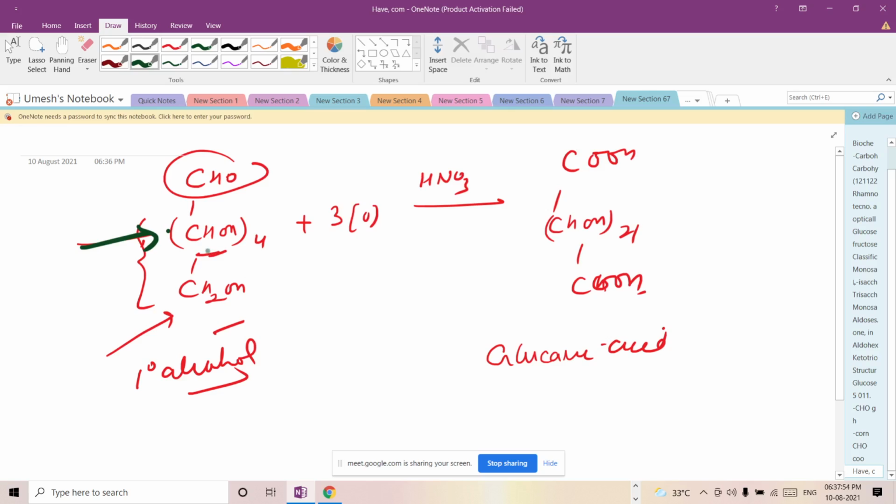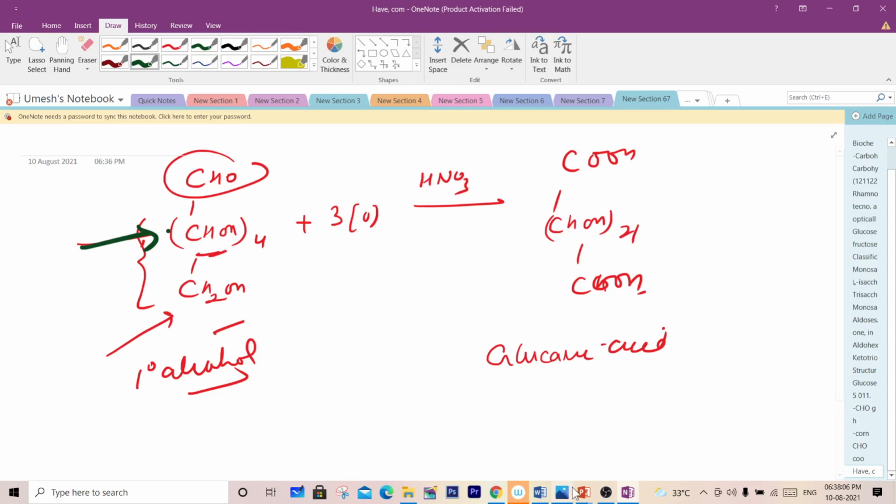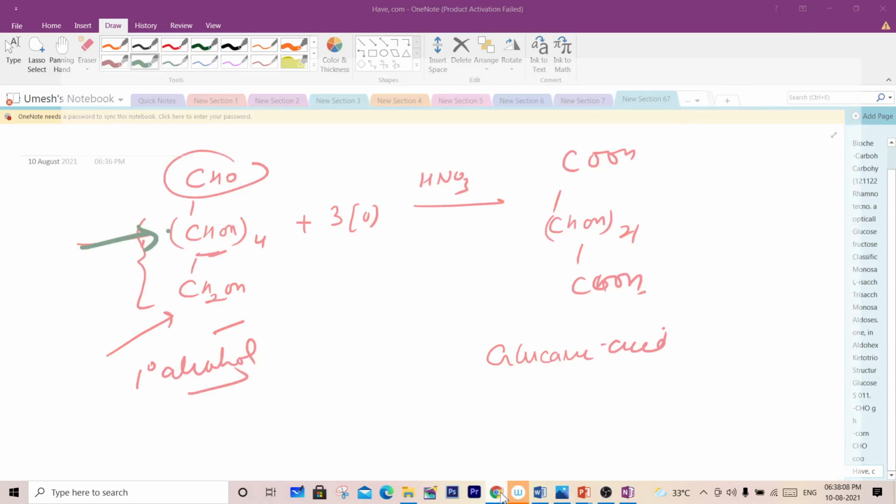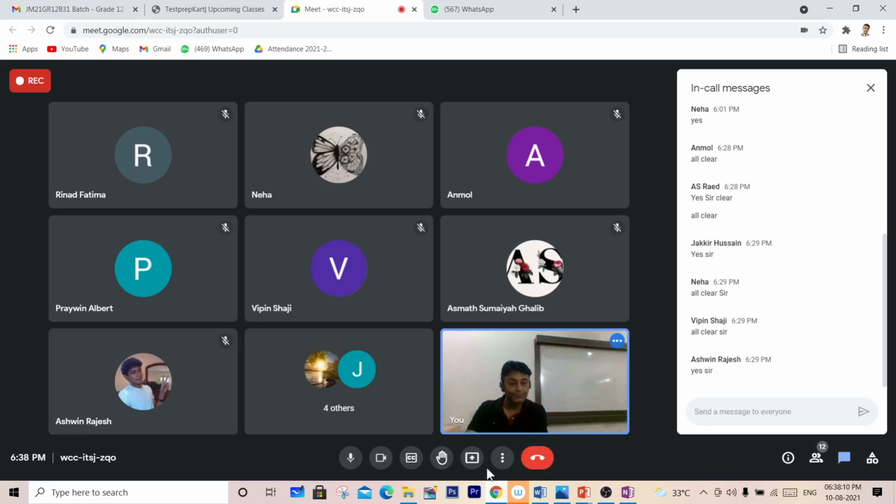I hope it's very clear now. So that's how we have proved the structure of the glucose molecule that we have discussed till now. Any doubt, ask me now. Anmol, Neha, everyone? No doubt? Okay. All right.